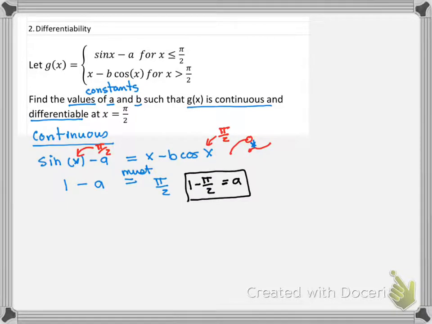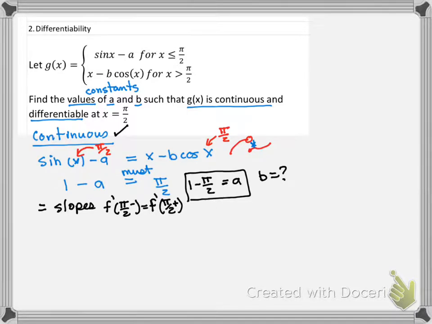But this equation gave us no information about b. I still don't know what that is. But that's okay. For something to be differentiable, it must be continuous and have equal slopes. And only when I consider equal slopes will I have f prime at pi over 2 minus equaling f prime at pi over 2 plus.